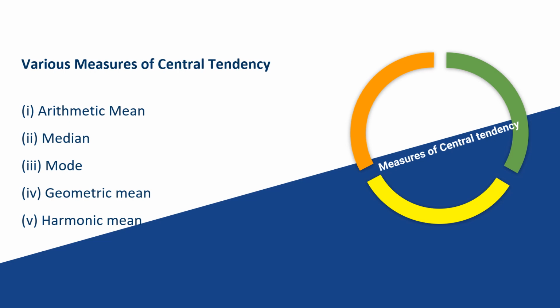There are various measures of central tendency: arithmetic mean, median, mode, geometric mean, harmonic mean are few of the measures of central tendency.